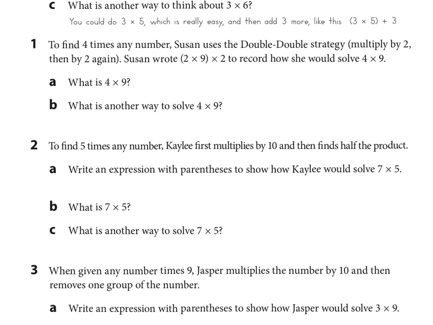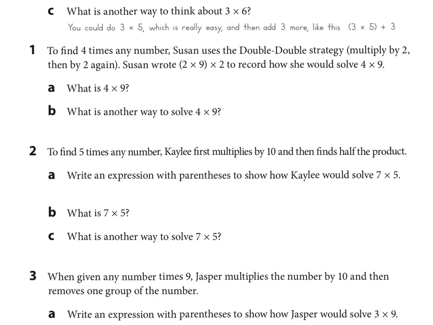Number 1 says, find 4 times any number. Susan uses the double-double strategy. Multiply by 2, then by 2 again. Because we know that when we double, it's really multiplying by 2. We're taking that number and adding it to itself. We're doubling it. And so the double-double would be multiply by 2, then by 2 again.